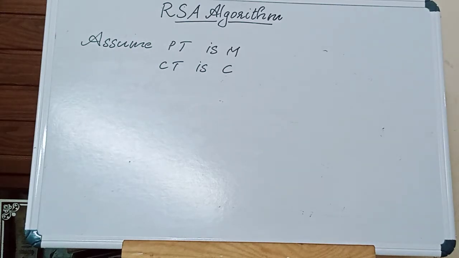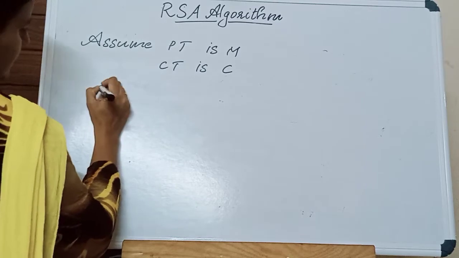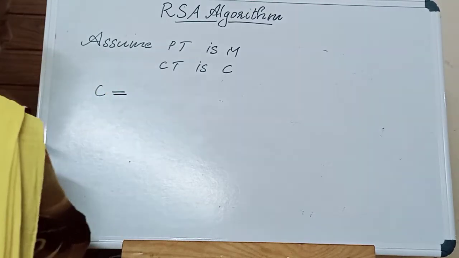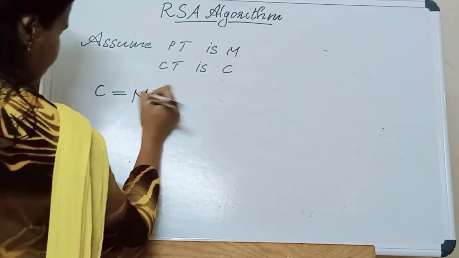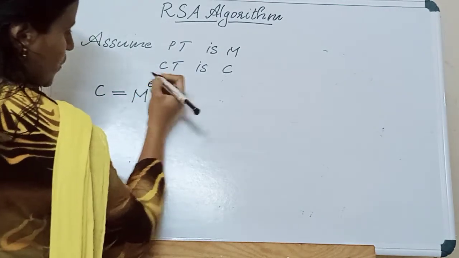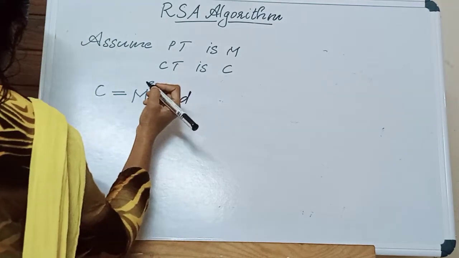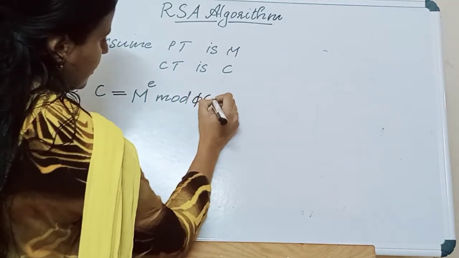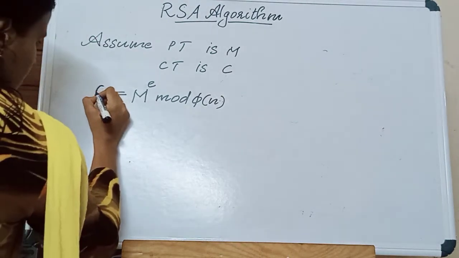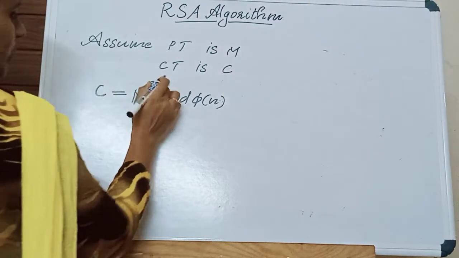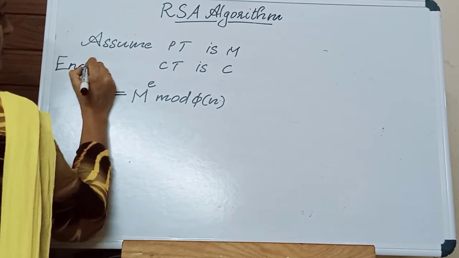Then for performing encryption, use this formula: ciphertext C is equal to M raised to E mod n. This is the encryption process.